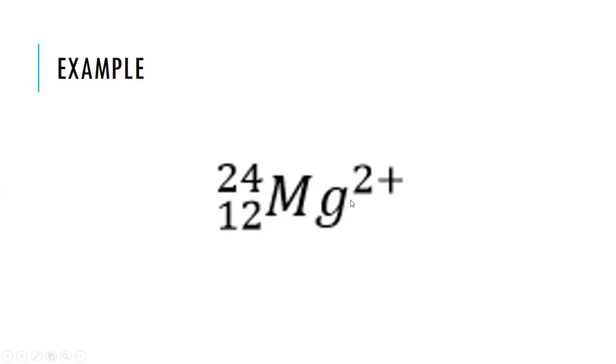Now over here, we have a charge of 2+. So 2 equals protons minus electrons. We have 12 protons, so 2 equals 12 minus the number of electrons. That means our number of electrons must be 10. We're going to have 2 fewer electrons than protons. So we have 12 protons, 12 neutrons, and 10 electrons.